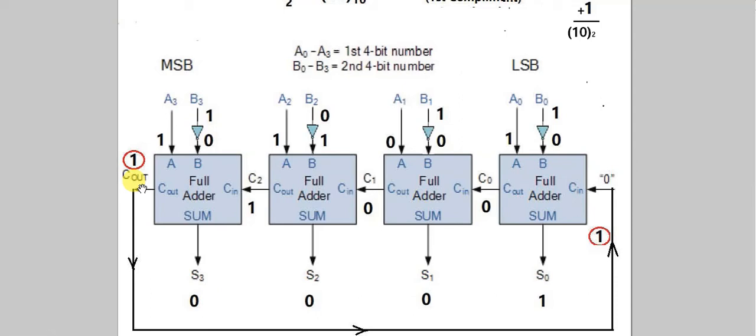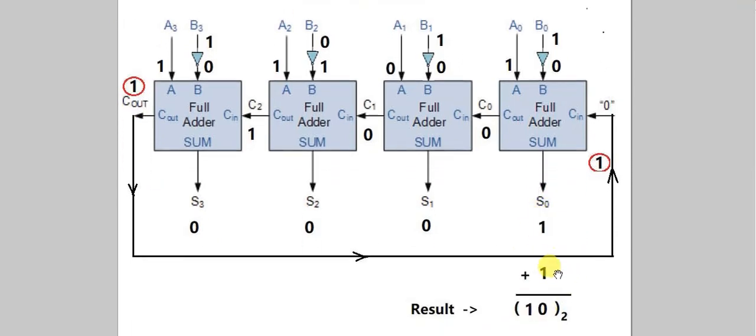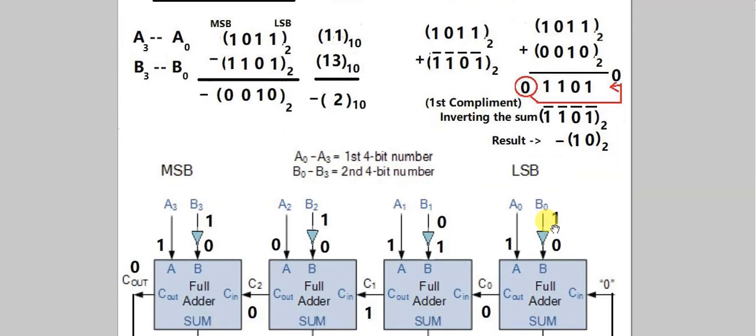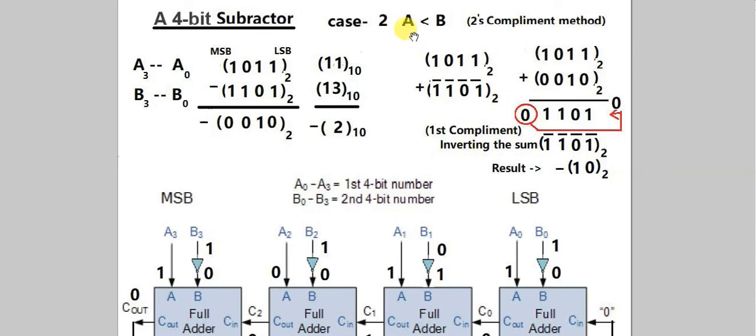So this was the case when A was greater than B. Now if A is less than B, then the 2's complement method is used. Double complement: in the beginning we take the complement, and again at the end we take the complement. So this time the minuend is 11 and the subtrahend is 13. We are subtracting the larger number from the smaller number. So the answer will be minus 1 0, which is minus 2 in base 10.